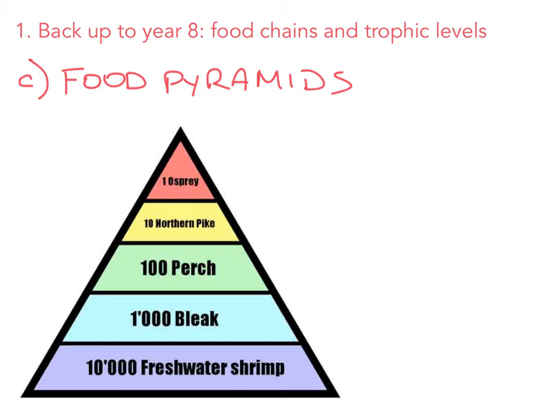To feed one osprey, one bird of prey, you need 10 northern pike, and they're predator fish. To feed those pike, you need 100 perch. To feed those 100 perch, you need 1,000 bleak. To feed those fish, you need 10,000 freshwater shrimp. So the numbers in the food chain really decrease the further you go from the producers at the bottom, all the way up to the top level consumer.